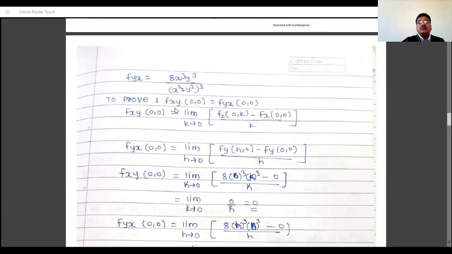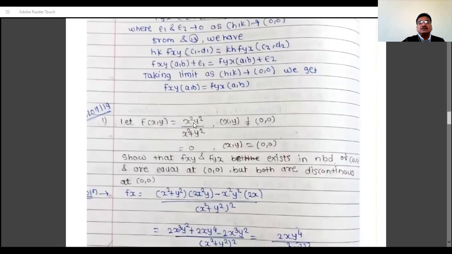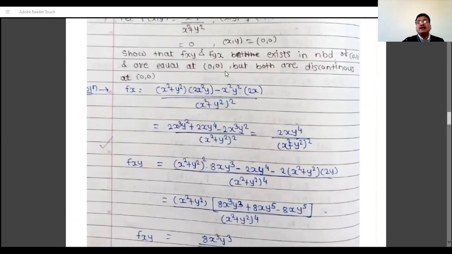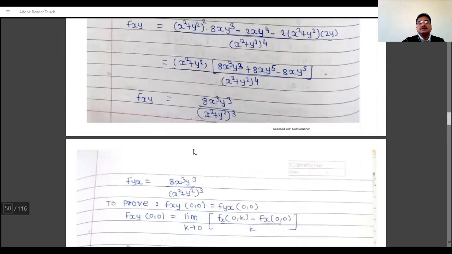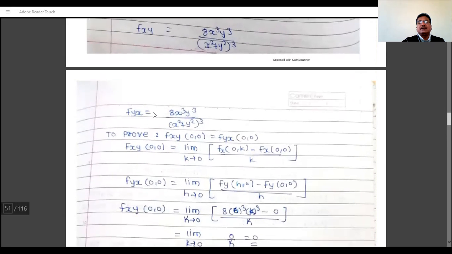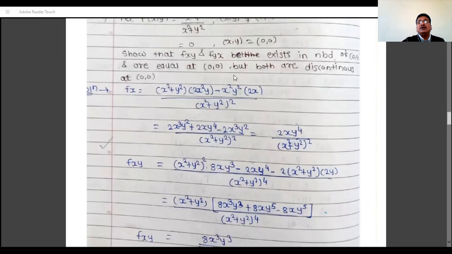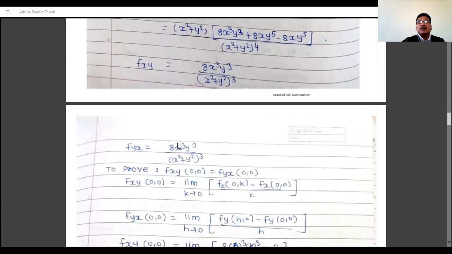And now what do I have to show? The example is: show that fxy and fyx exist in the neighborhood of (0,0) and are equal at (0,0). Okay, so these fxy and fyx both exist. Up to this, what we have is that fxy and fyx both exist, but both are discontinuous at (0,0). Now we have to show these fxy and fyx are discontinuous at (0,0), not continuous at (0,0).